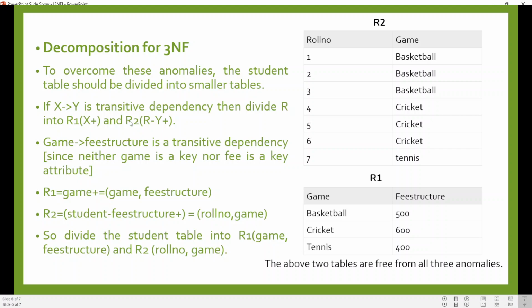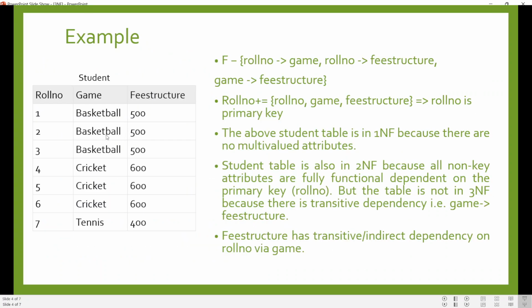What about the second relation R2? For R2, you have to take the original relation minus y plus. So what is this y plus? Y is on the right-hand side, that is fee structure here. We will go back and see what the relation is for fee structure. Fee structure is not depending on anything. As you can see, on the left-hand side there is no fee structure. So when you take the fee structure closure, the only element present will be fee structure. So fee structure closure is fee structure.